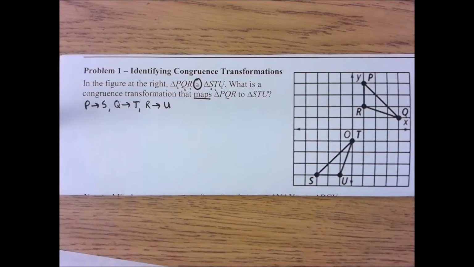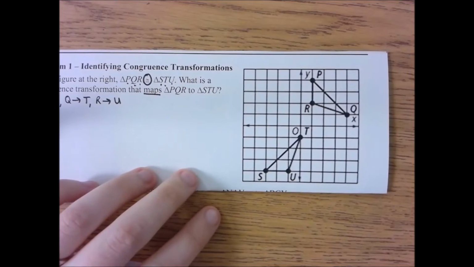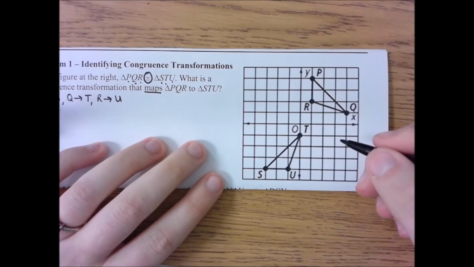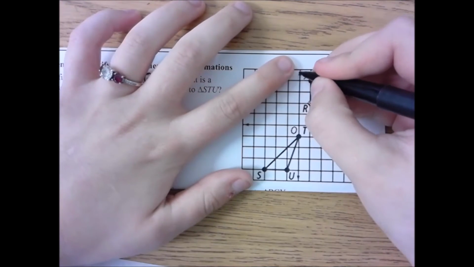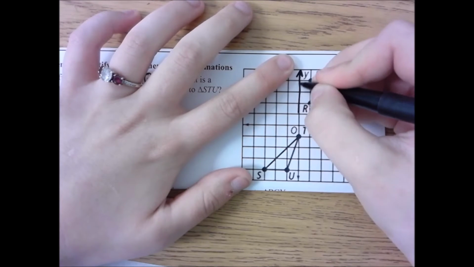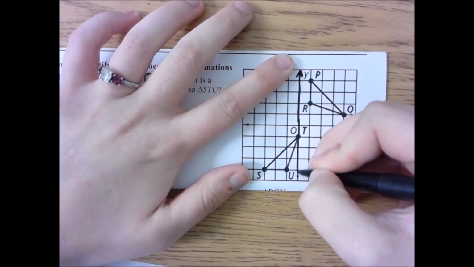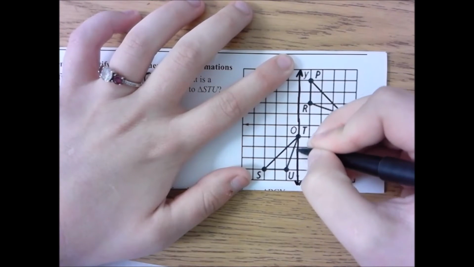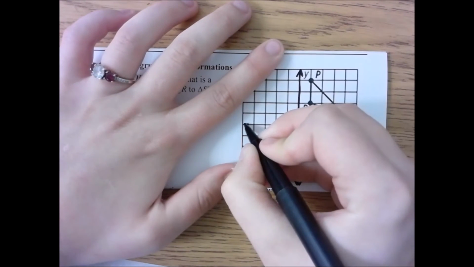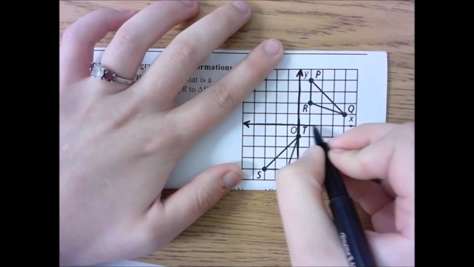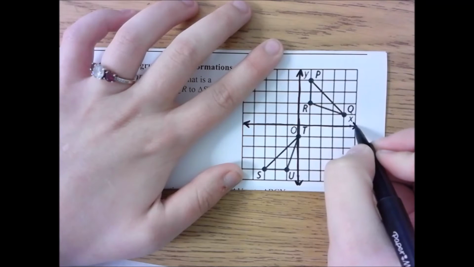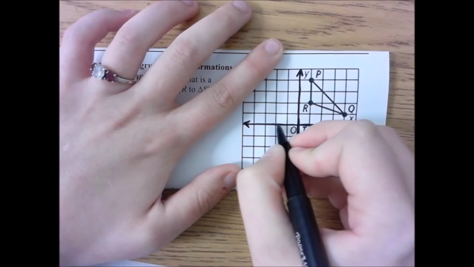So now that we know where these vertices are going, here's what I'm going to suggest doing. I'm going to come over here to our graph. And what I want to do is go ahead and darken in the X and Y axis just so that we know where they are. So I'm going to darken those in very quickly. Those little tiny arrows they have on there just don't seem to be enough. So we'll go ahead and darken those in.